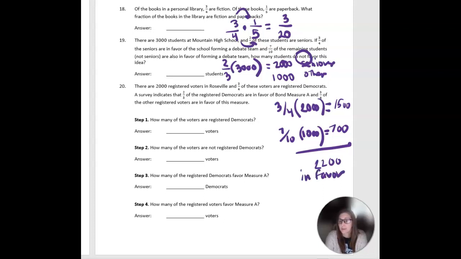Now, this is super complicated. It's asking how many do not favor. Well, 2,200 do favor, so we have to take the total number of students, which is 3,000, minus the 2,200, which do favor, and that leaves us with 800 who do not favor. So the answer here is 800. Wow.